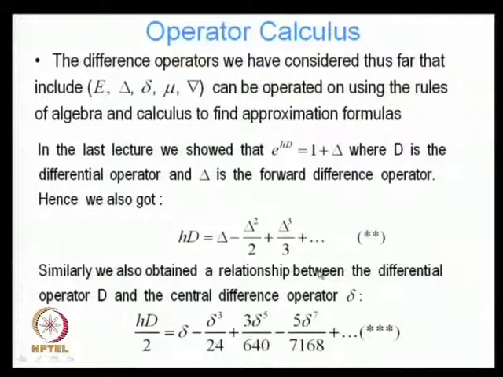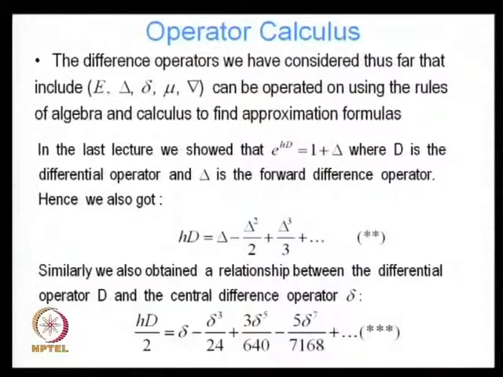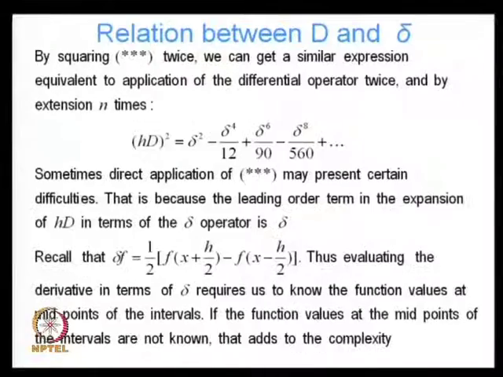We also obtained a relation between the central difference operator and the differential operator, and we showed that the relation is something like this. By squaring this last relation twice, we can get a relation between D squared, that is the differential operator applied twice, and various powers of the central difference operator, right.